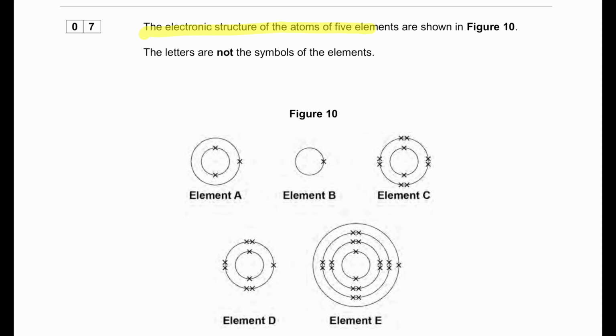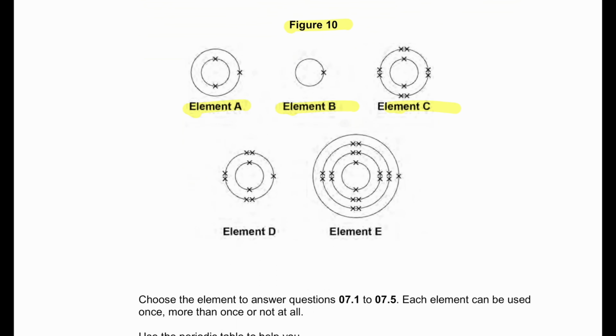The electronic structure of atom of 5 elements are shown in figure 10. The letters are not the symbols of the elements. So we can see figure 10, element A, B and C. Element D and E is being represented. Okay, guys, now one interesting thing.